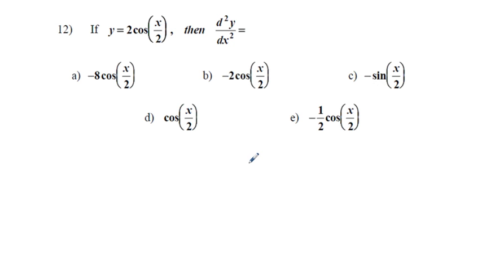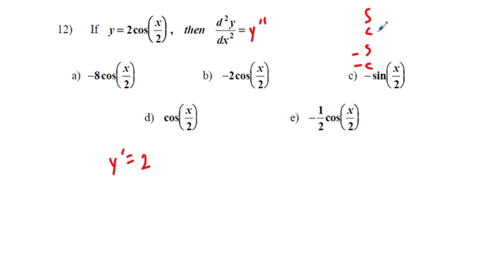Okay, problem 12. If y equals 2 times cosine of x over 2, then the second derivative, d squared y over dx squared, that's the second derivative, we'll call this y double prime. So anyway, let's go ahead and work this out. y prime, which is our first derivative, is going to be equal to, we're going to have 2, and the derivative of cosine, okay, we can work this out.